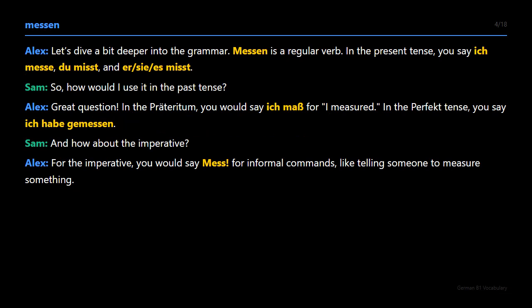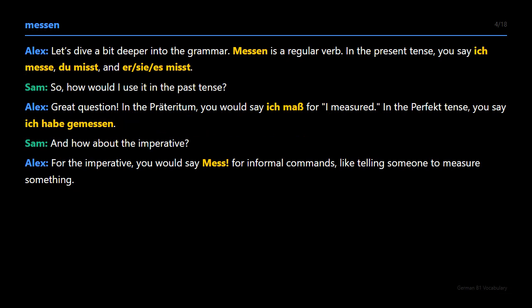So, how would I use it in the past tense? Great question. In the Präteritum, you would say ich maß, for I measured. In the perfect tense, you say ich habe gemessen. And how about the imperative? For the imperative, you would say miss, for informal commands, like telling someone to measure something.